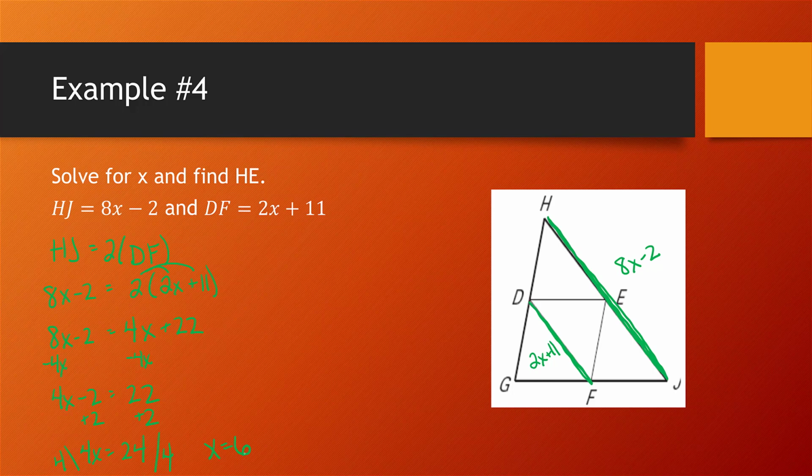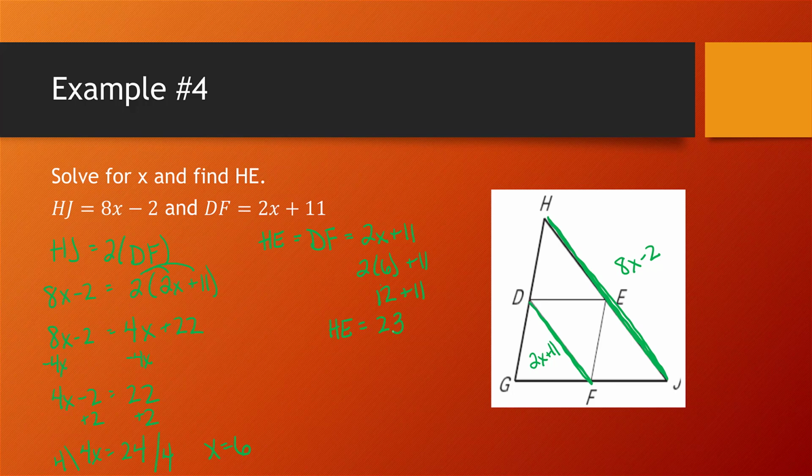So hopefully you were able to make it there. What you may not have recognized is how to find HE, because we do not have an expression for HE again. You need to look for a relationship. So one relationship you could have is HE equals DF. So this is one way you could do it. And you could say that DF is 2x plus 11, and plug in your 6, and find that HE equals 23.